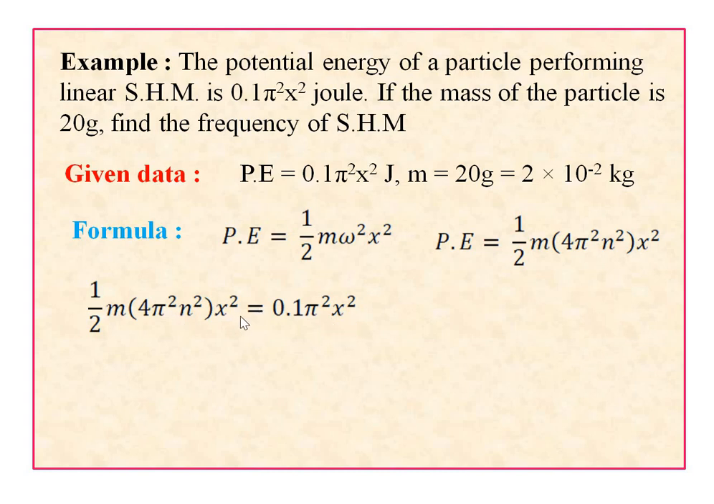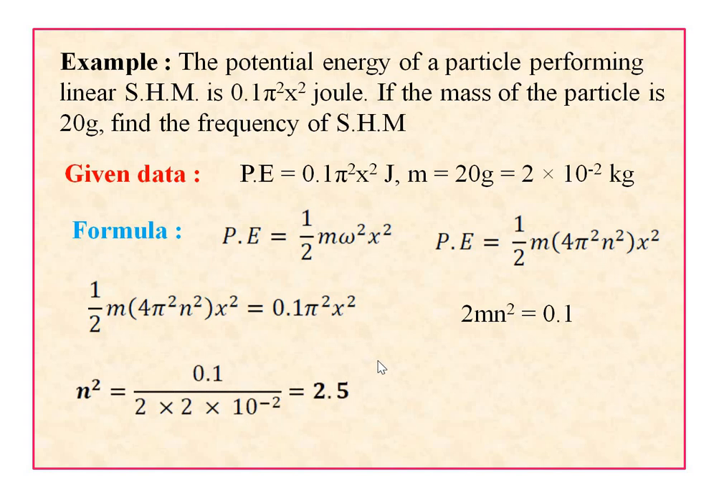Simplifying this term, we get 2 m n square equal to simply 0.1. Taking the n square term outside, we get 0.1 divided by 2 m. Putting the value of m, n square is equal to 0.1 divided by 2 into 10 raised to minus 2. We get simply 2.5. This is the value of n square.